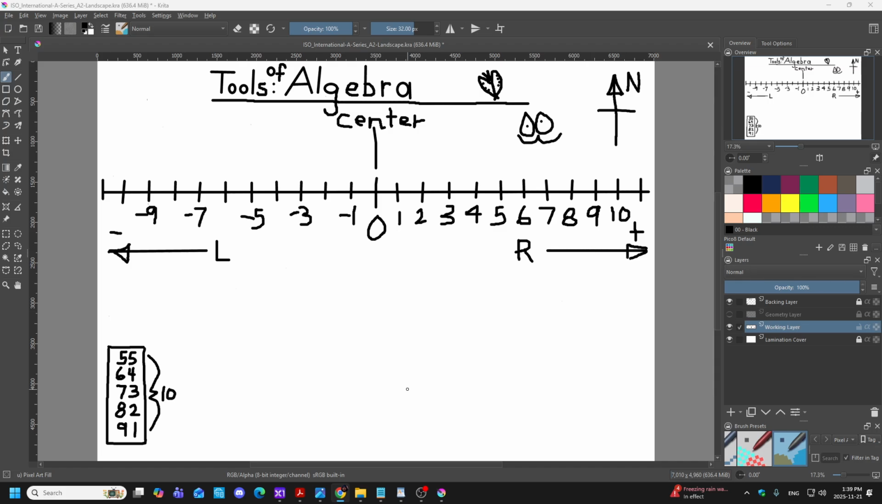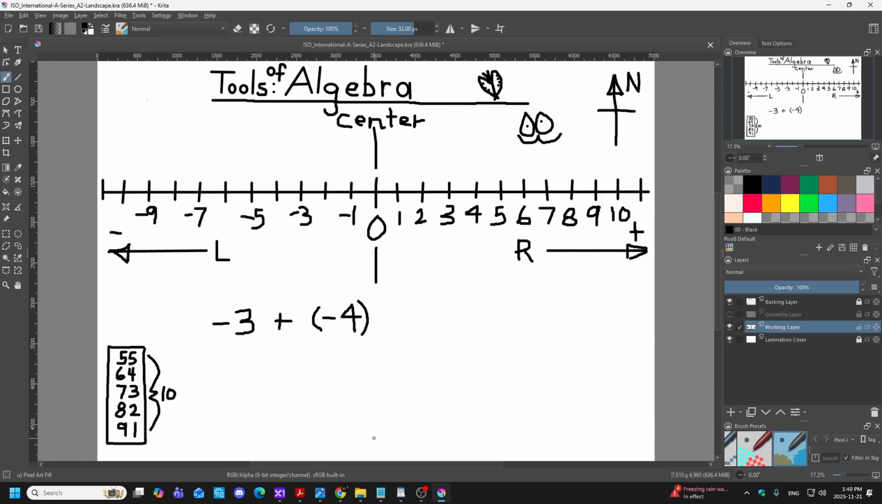Let's talk about a couple of things here. As I've explained, there's center. All positive values go to the right from 0. All negative values go left from 0. Here's an example: -3 plus -4.